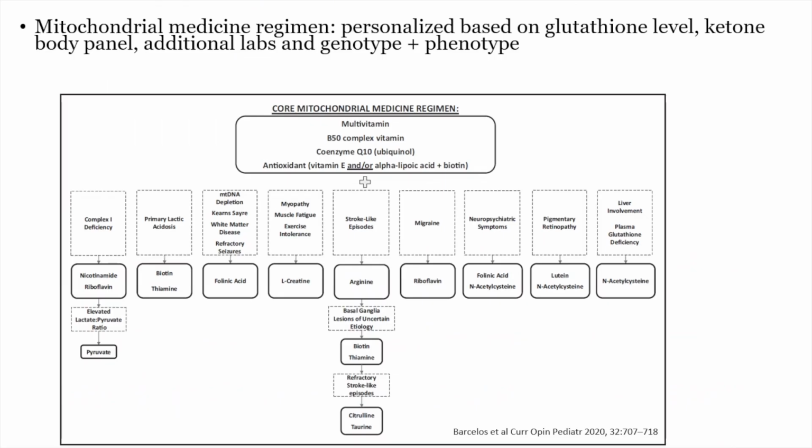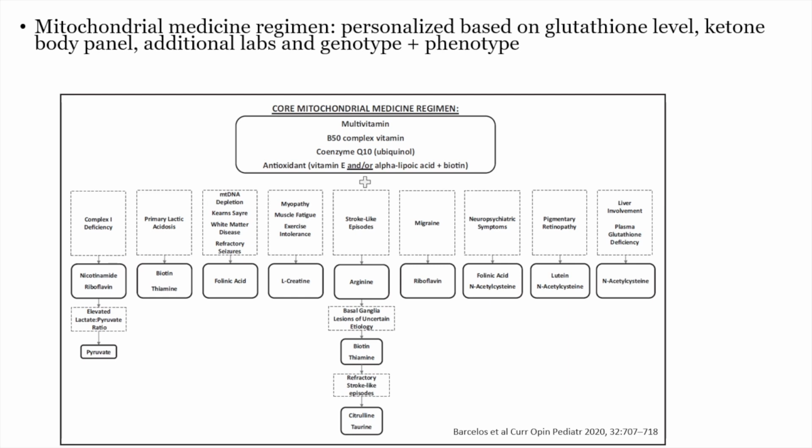Okay, what about treatment options? So I'm at CHOP, the Children's Hospital of Philadelphia. We use a mitochondrial medicine regimen, and we personalize that based on certain lab tests, what the genotype of our patient is, and what their phenotype is. What are their symptoms?